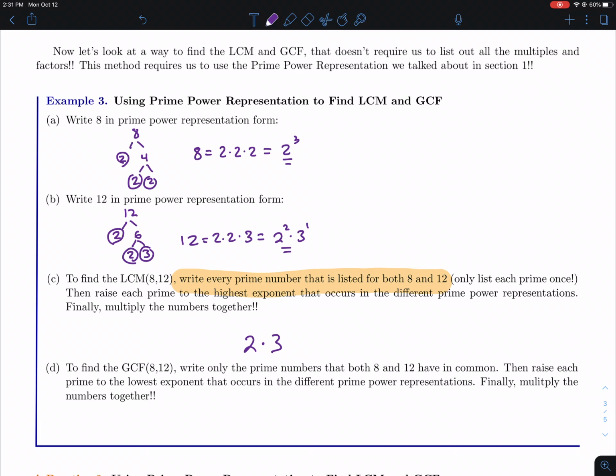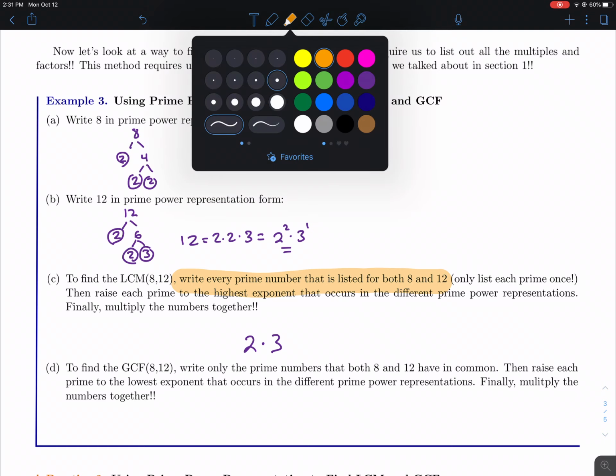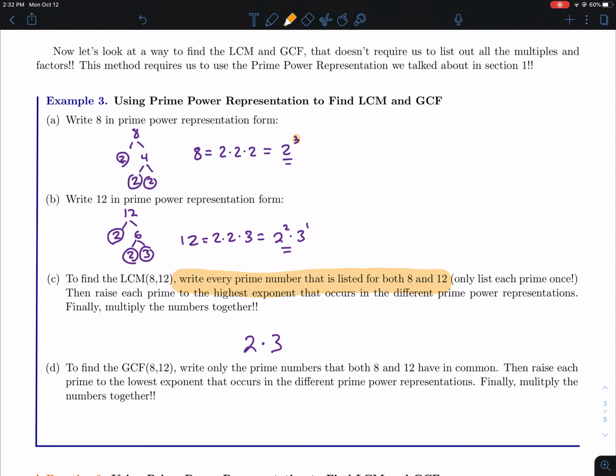And so now what we want to do is go back and choose the highest exponent that occurs for any of these different prime power representations. So if I look at 2, the biggest exponent that appears on 2 is the 3 that's coming from the 8. And since there's only one 3, we only have one choice. We're just going to take the one exponent for that. So now if we go down here, raise the 2 to the third, raise the 3 to the 1, then what we're actually getting is the least common multiple of 8 and 12 in this case.